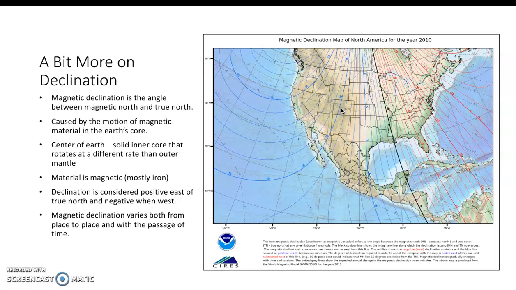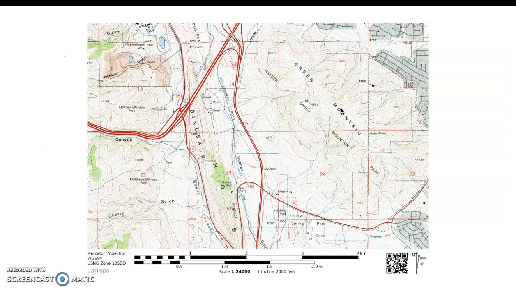Magnetic declination does vary from place to place and with the passage of time. So how do you find declination? Here's a map from the Front Range of Colorado. If you've spent some time in the Jefferson County open space, you might recognize this. This is Green Mountain and Dinosaur Ridge.